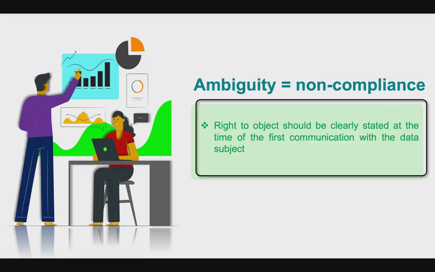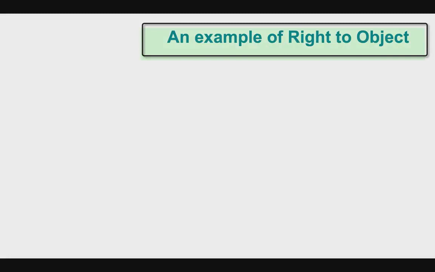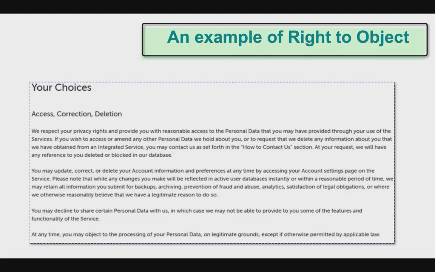Buyme2 cannot get away with it by saying that it's obvious or be elusive about it by mixing it with other statements. That leads to non-compliance. So this is a snapshot of right to object. Here, the highlighted part will show you how the company has made sure that the data subject, that is you, are fully aware of the fact that you have the right to object to your personal data processing on the legitimate grounds.